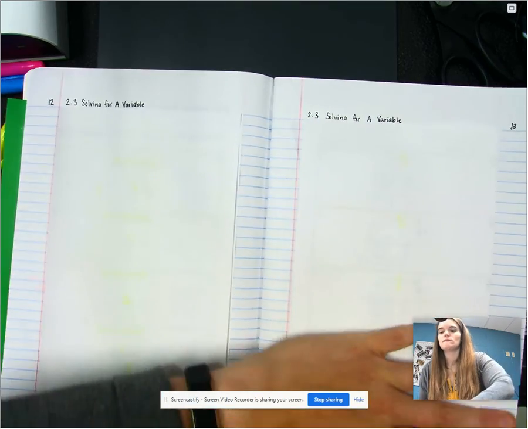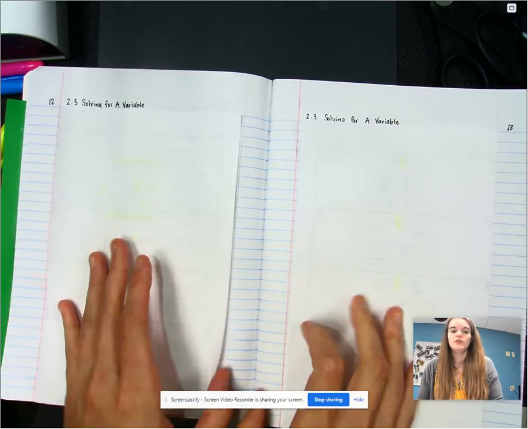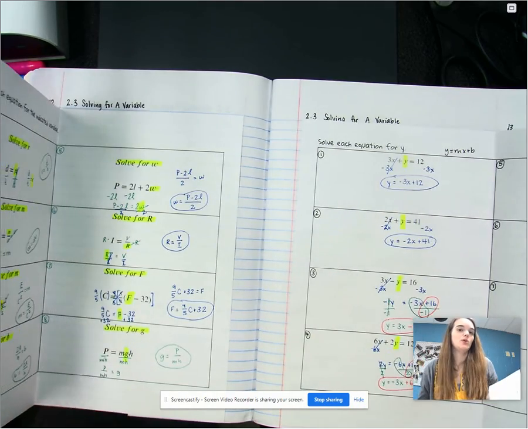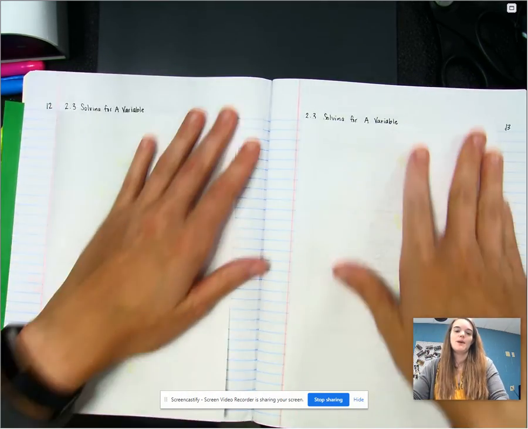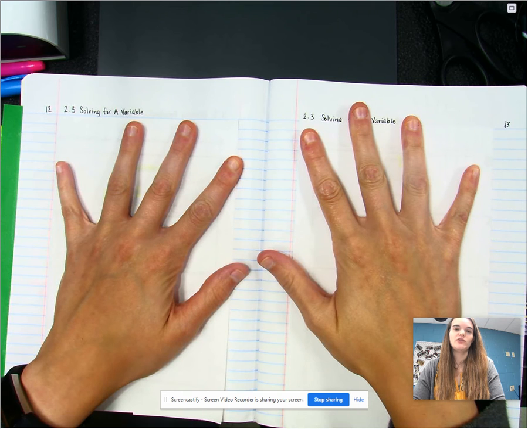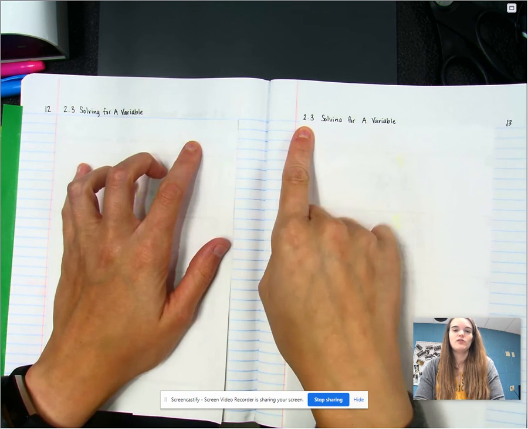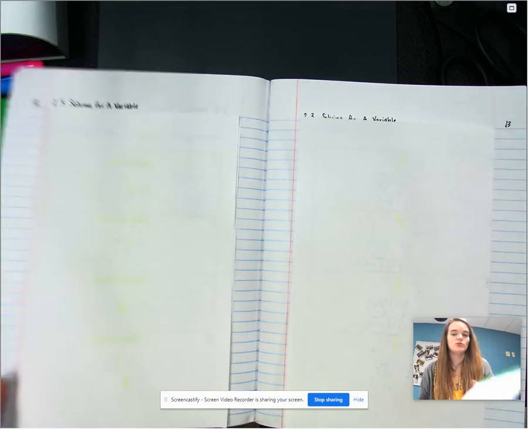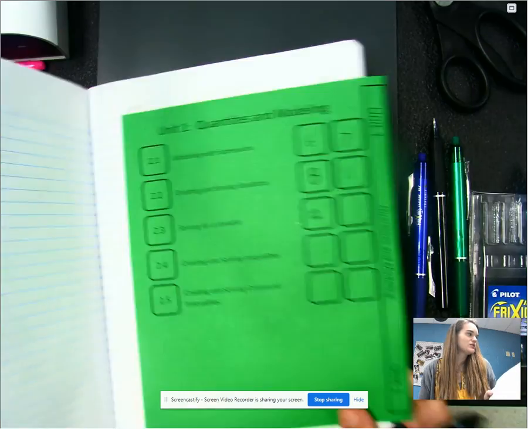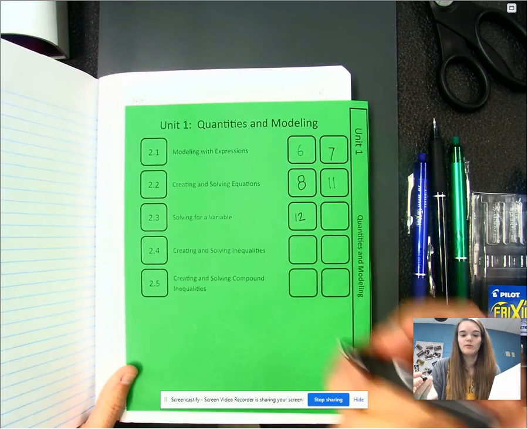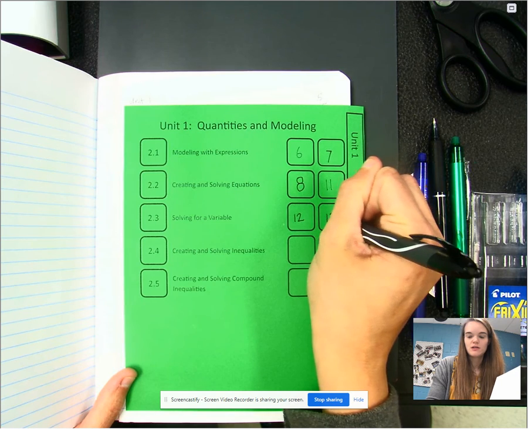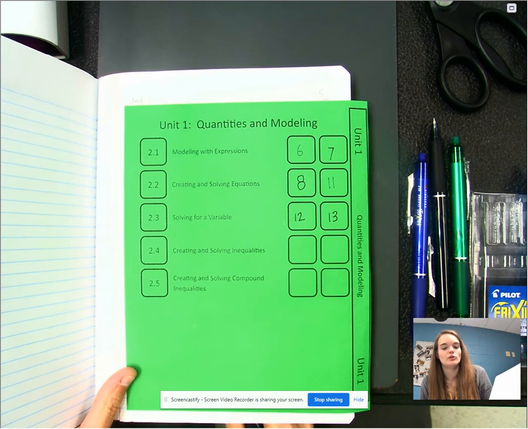Alright, so you were doing the second part of the homework. 2.3, solving for a variable, homework number 2. I'm trying to make things as easy for you to remember as possible, so every day, whatever the number is, that's what we're doing, but you're also looking at that slideshow that tells you what we're doing today. Go back to your tab. We're finished with solving for a variable. 12 and 13 are what solving for a variable is.